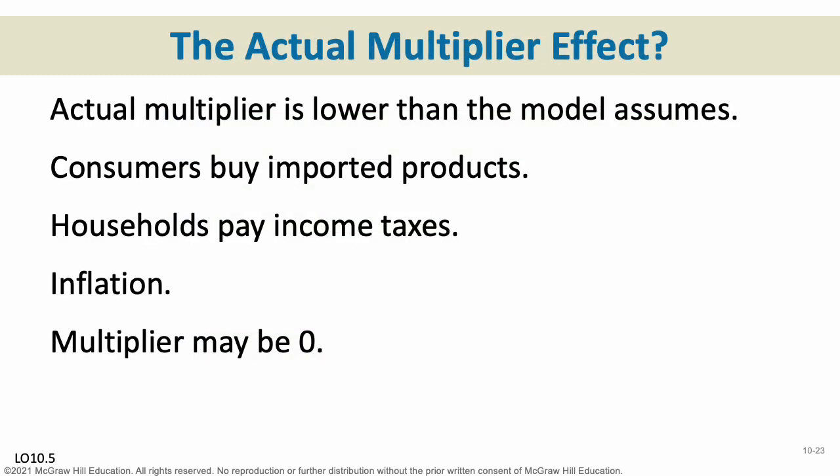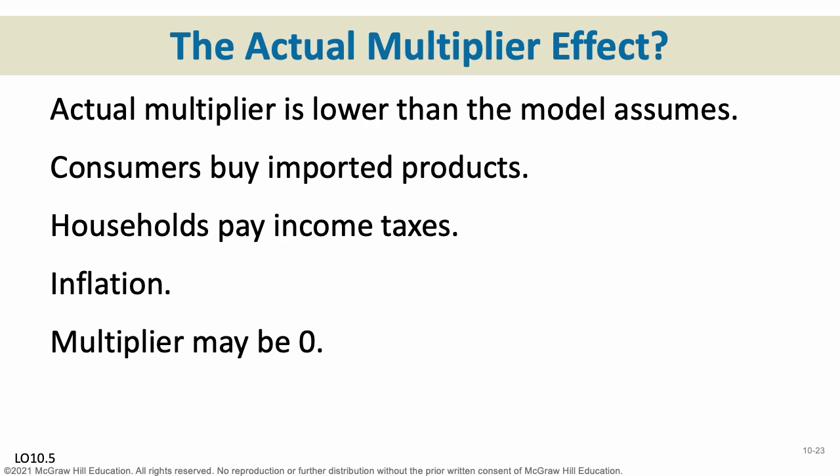However, in real life, the multiplier is less powerful than it is on paper. One thing you're going to notice about the remaining chapters to come in this class is that what works great on paper works a lot less well in practice. So what we've seen from real data, the actual multiplier is a lot lower than our model assumes. There are some reasons for this.